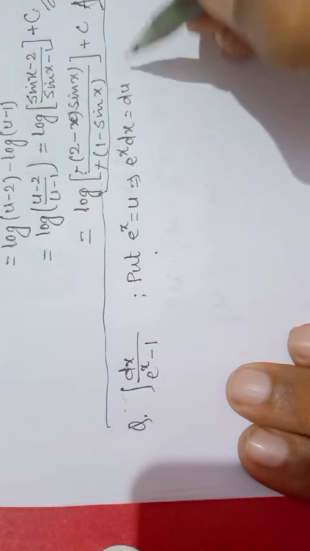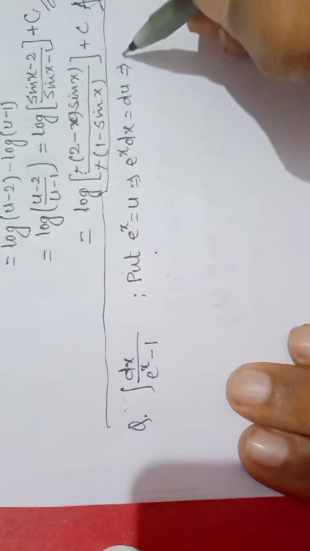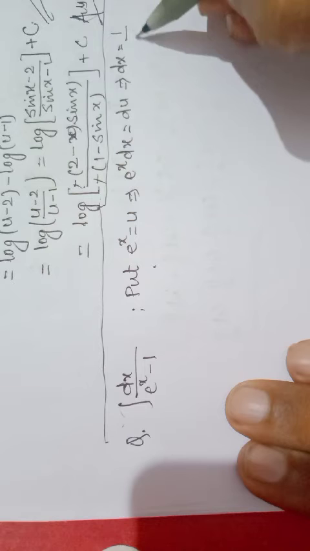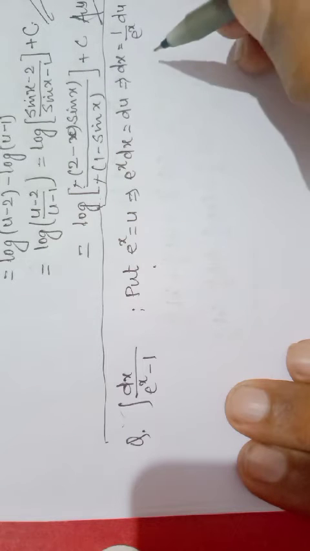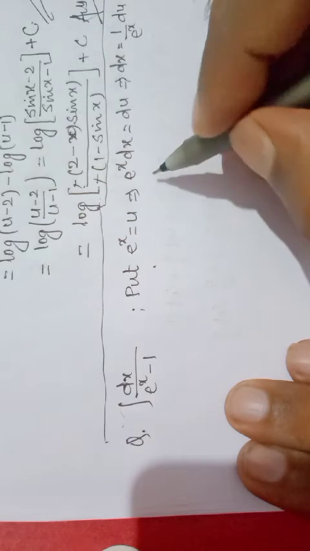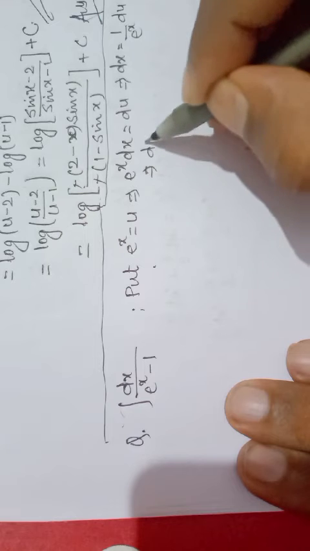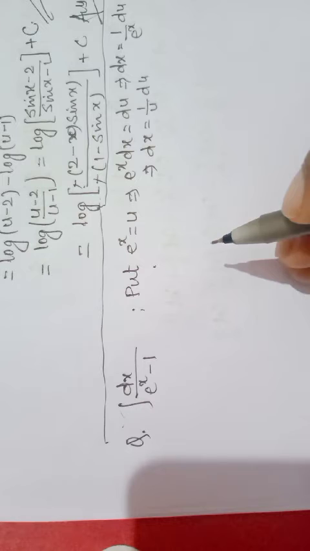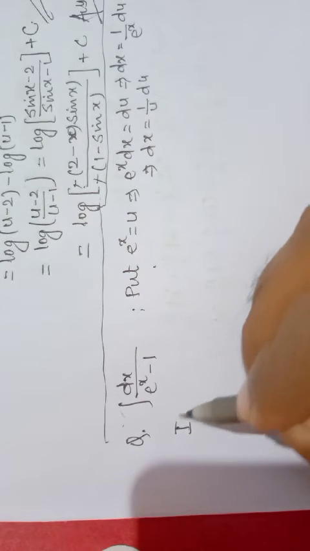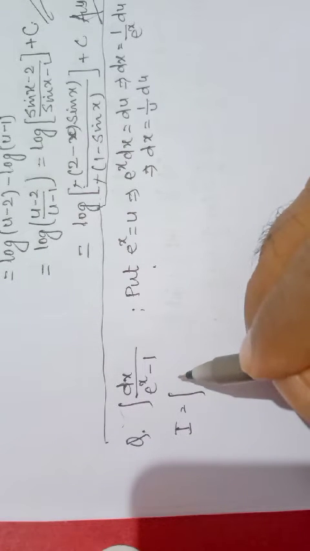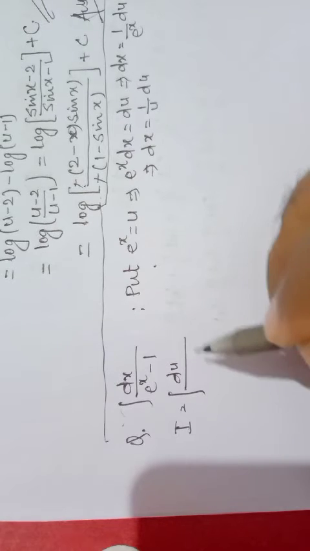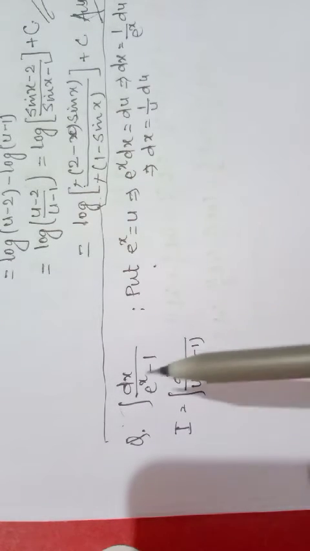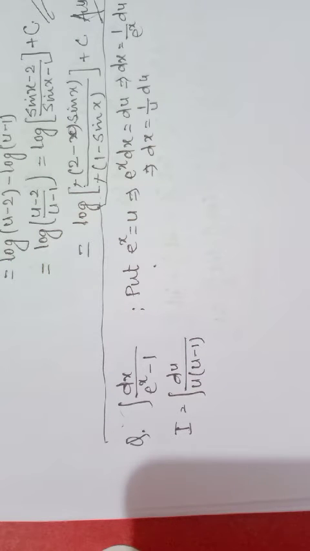or dx is 1 by e to the power x du, and you have taken e to the power x as u, so finally dx is equal to 1 upon u into du. So this function reduces to du upon u into (u minus 1). The value of dx is 1 upon u du.